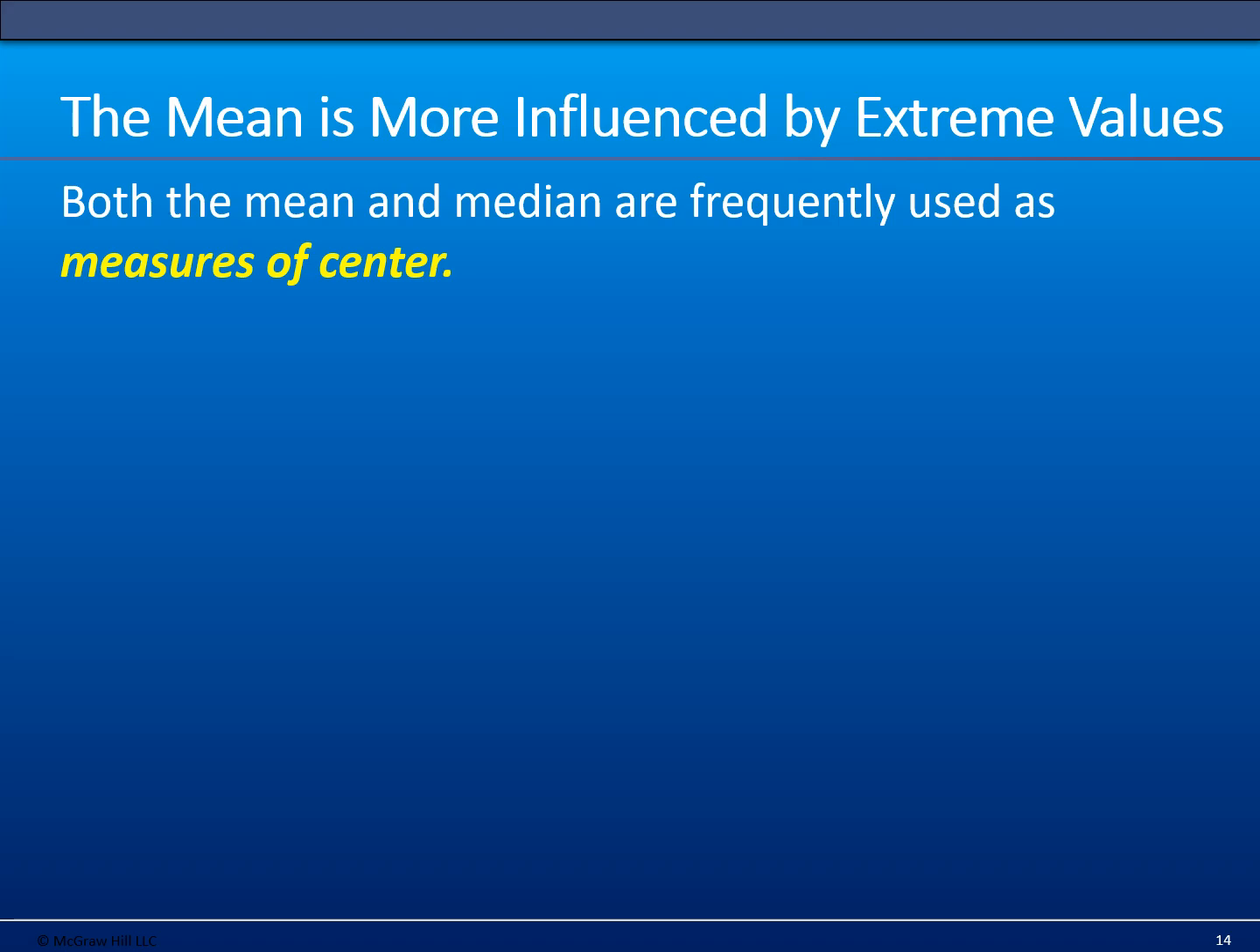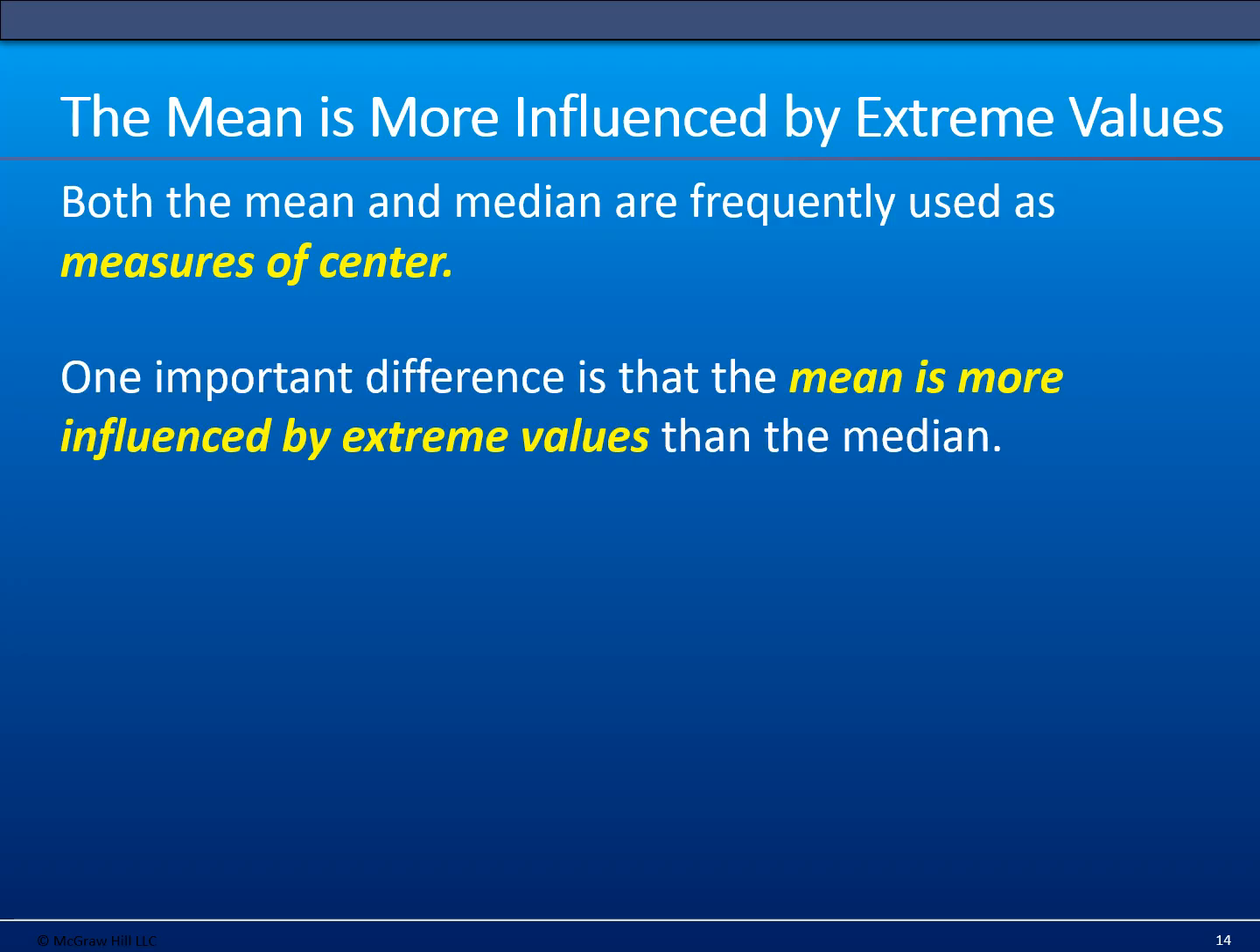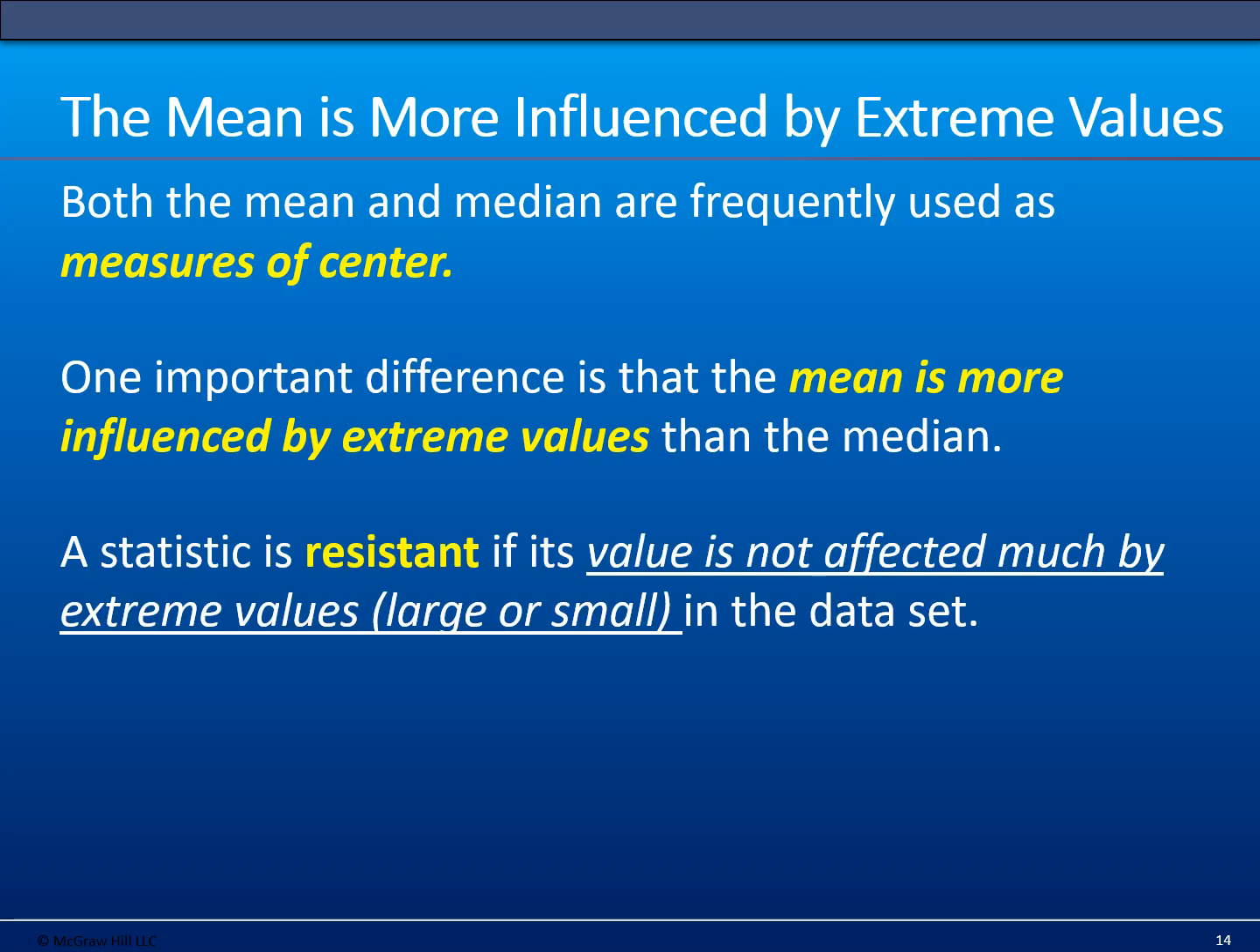One of the reasons why we use both the mean and the median is that one of them, specifically the mean, is more influenced by extreme values. What do I mean by this? If we have really high values or really low values, this can often skew the value of the mean a lot more than it would the median. So the mean is more influenced by extreme values, very large or very small, than the median.